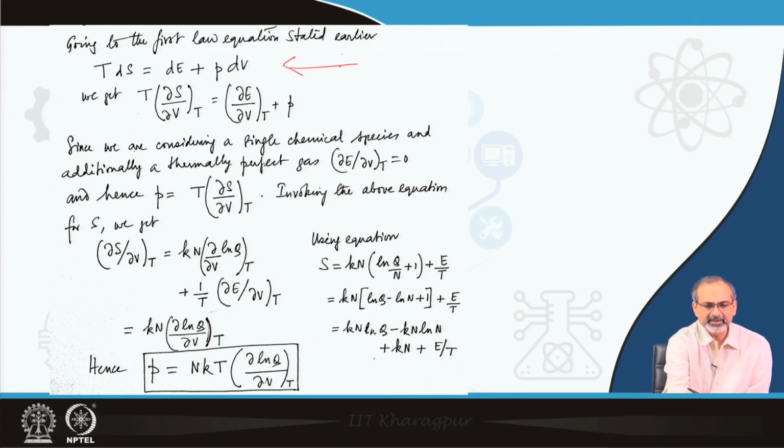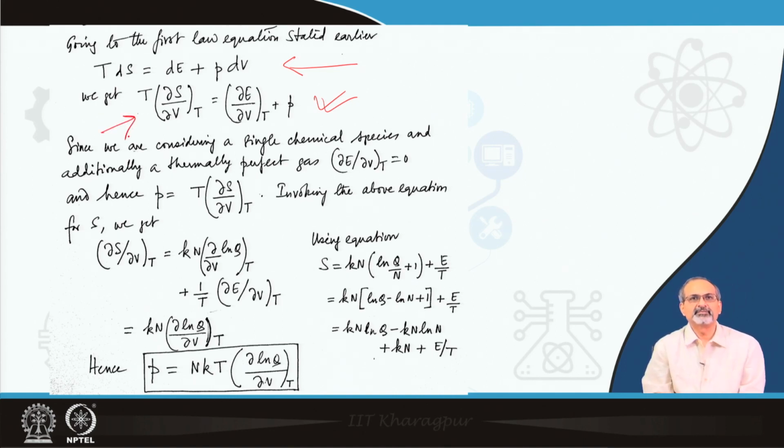So, when you take a partial derivative with respect to volume, keeping temperature constant, then this is how the equation looks. Since we are considering a single chemical species and additionally we assume that it would behave in a thermally perfect manner, then if you were to take ∂E/∂V at constant T, you will end up getting 0.